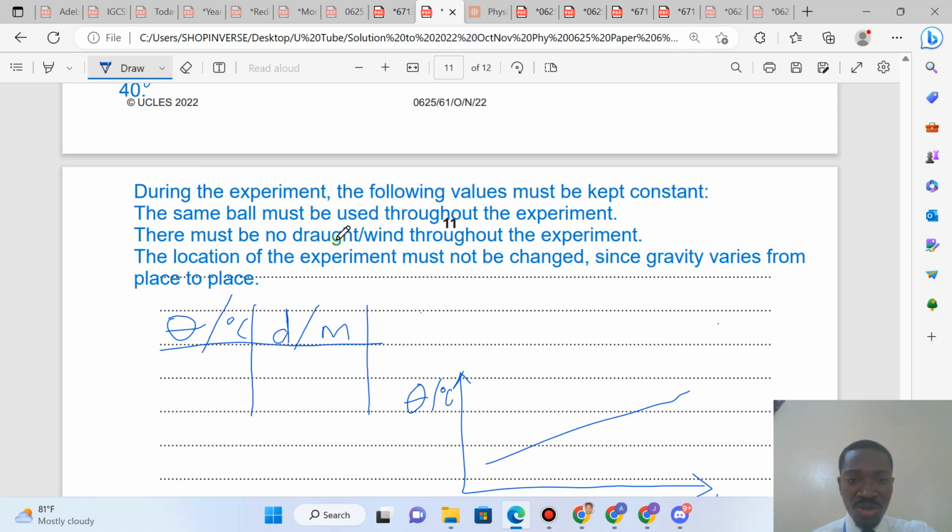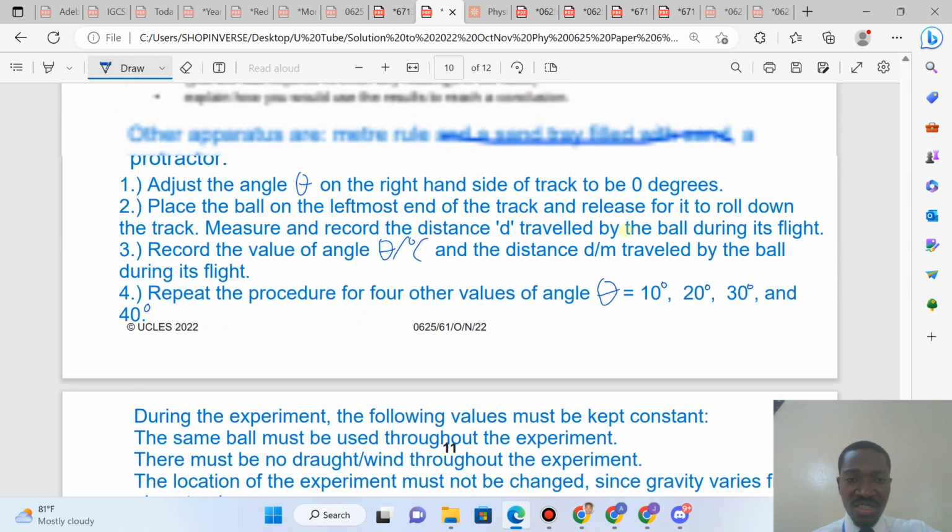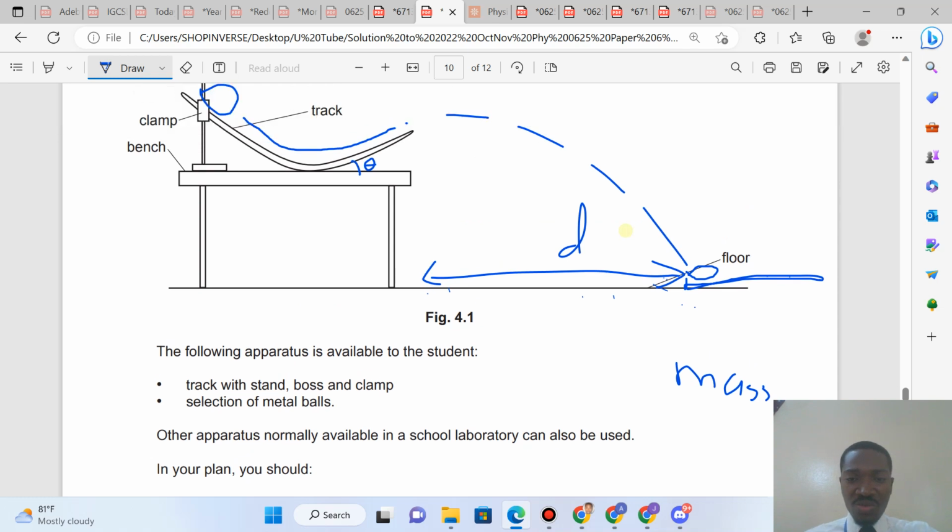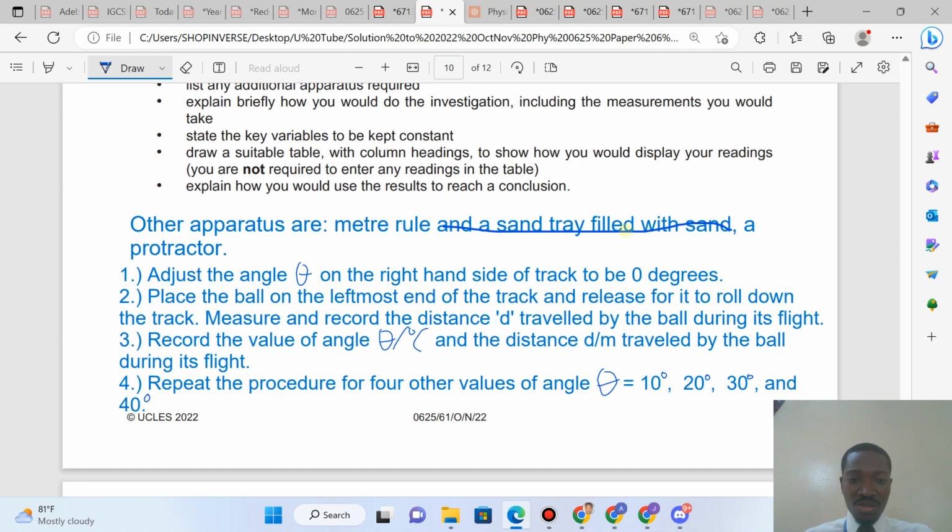Number two, there must be no draught, or there must be no wind. You know, wind can affect the distance. If there is wind blowing in this direction, the wind will be adding to the distance. The ball will end up landing here. So that is why you must avoid wind in this experiment. It's clear, right? Okay, so let's continue.